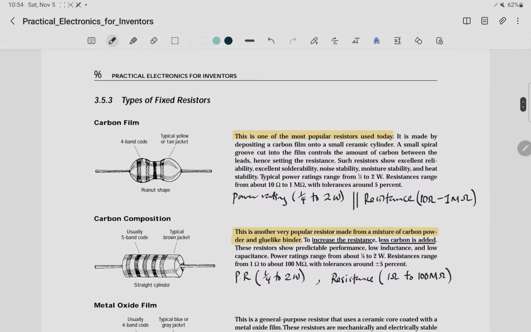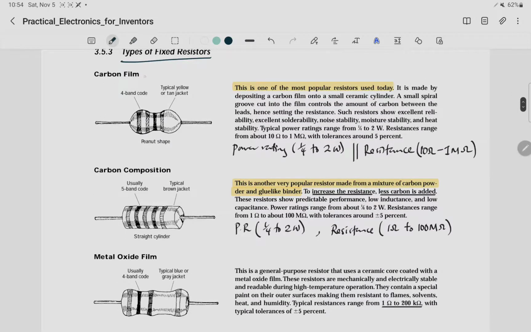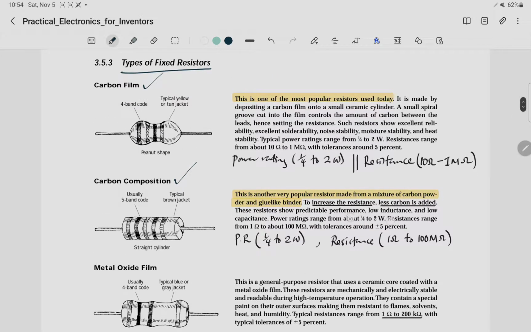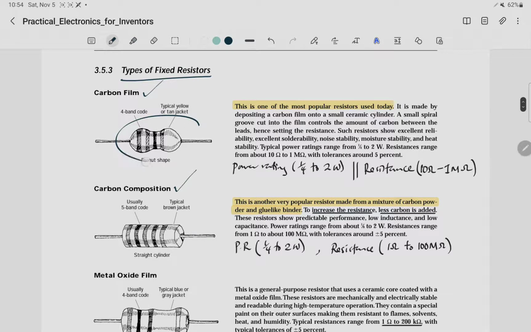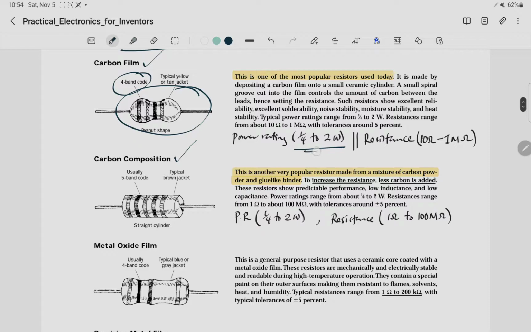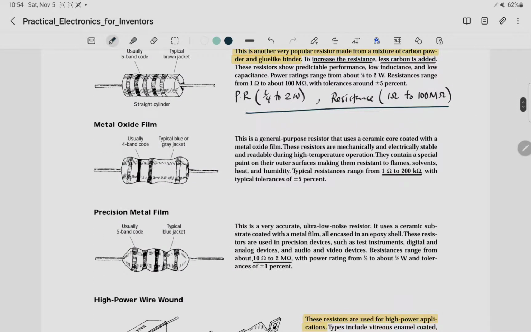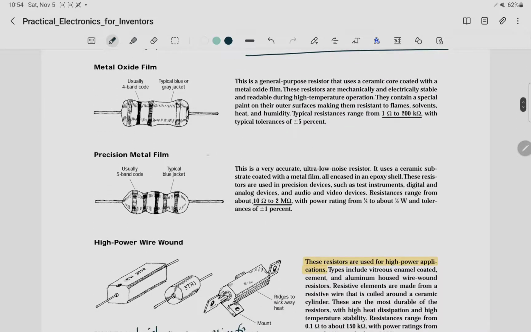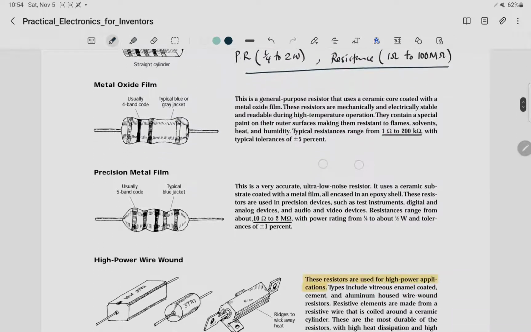So there are different types of resistors, of fixed resistors. For this case, we're going to look at variable resistors as well. So you have the most common two types, which are carbon film resistors and carbon composition resistors. The most common type I've actually seen is this four band code resistor, this is the type that I always see. So these are the different power ratings and resistance that in most cases they lie around. So for these two, you can see that. Then there's a metal oxide film, then there's also a precision metal film. These are rare ones I've not yet seen.